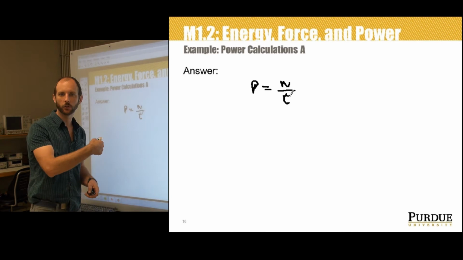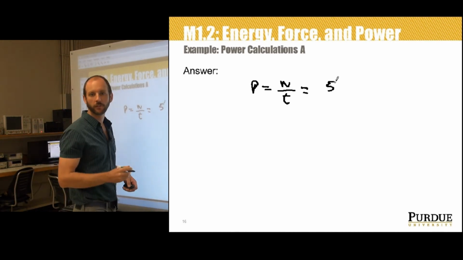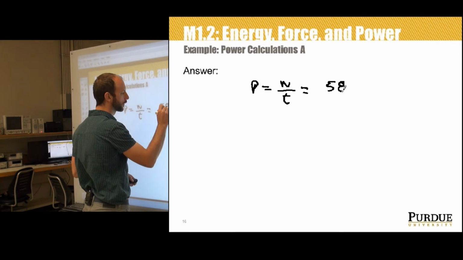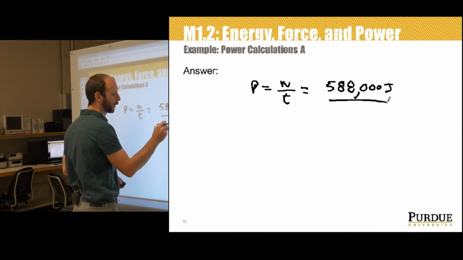Well, we already calculated the work, right? It's 588,000 joules from the previous example. That's how much work was done. And in this case, we need to divide by 5 minutes.